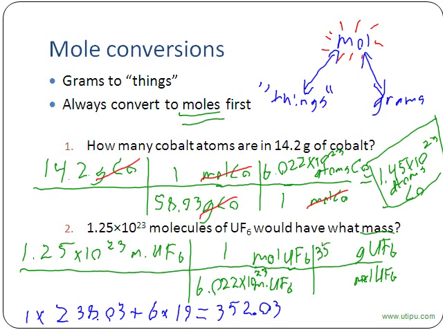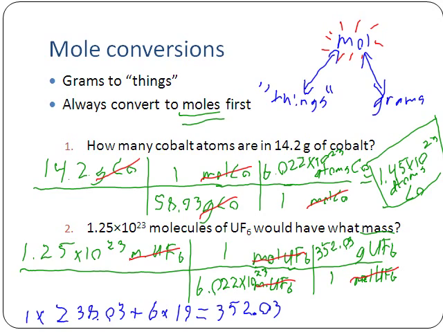So we say 352.03 grams UF6 in 1 mole. And so at this point, units: molecules UF6 cancels with molecules UF6. Moles UF6 cancel with moles UF6. We've only got grams UF6 left. And so to do this, we'll start off 1.25 times 10 to the 23rd, so what's on top, times what's next on top, which is 1, times 352.03, and then divided by 6.022 times 10 to the 23rd, and divided by 1.